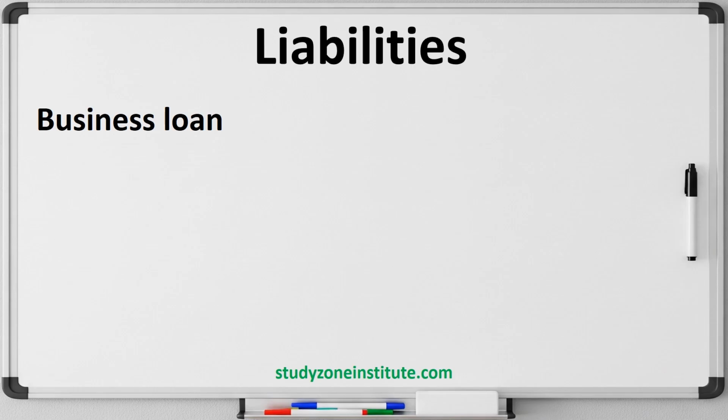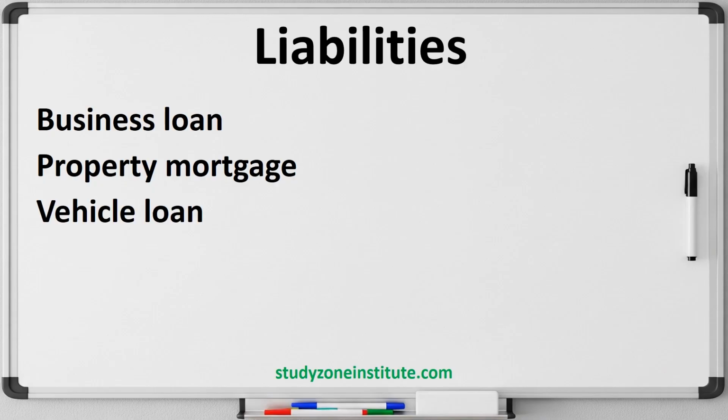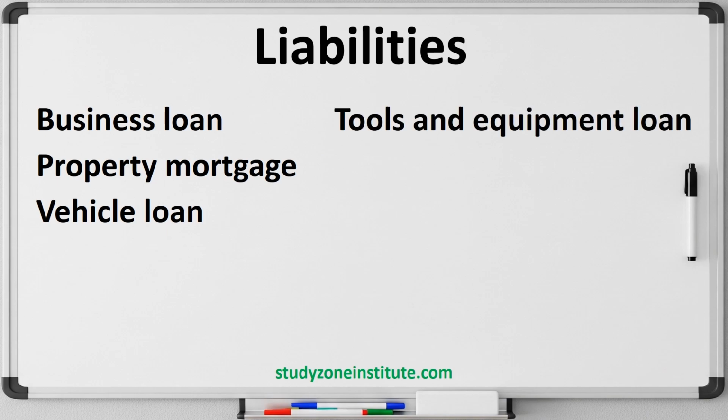Business loan, a loan to be repaid over a long period. Property mortgage, a loan to buy real estate, repaid over many years. Vehicle loan, a loan to buy a vehicle, paid off over a few years. Tools and equipment loan, a loan for business machinery, paid back over time.